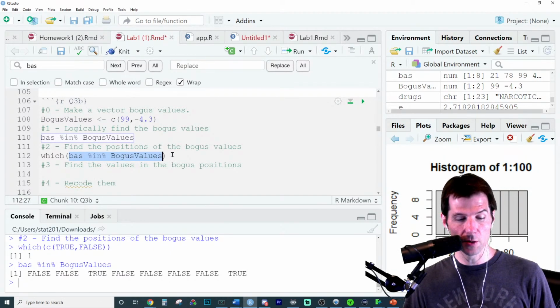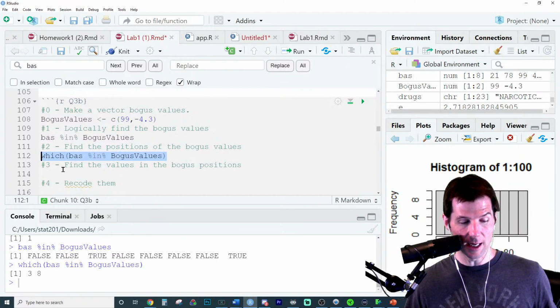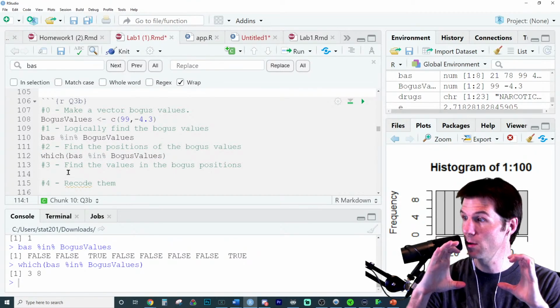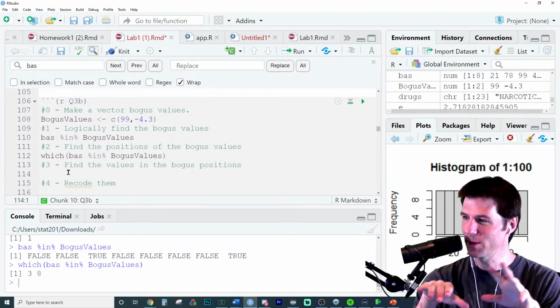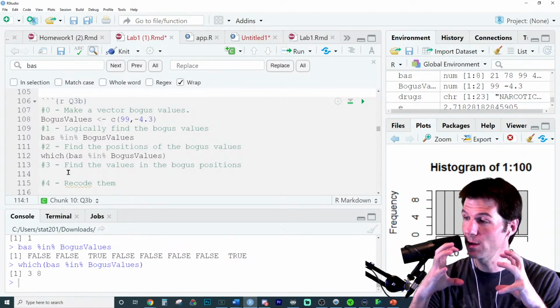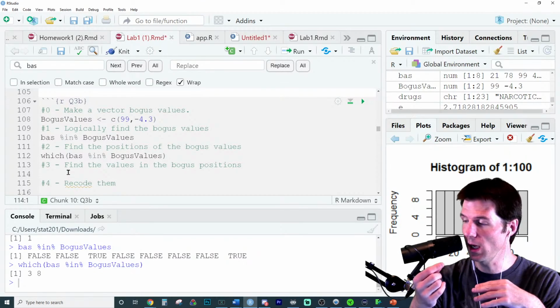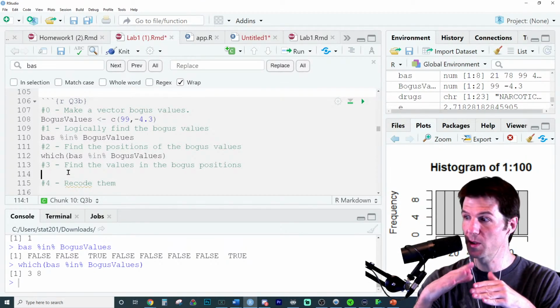So find the values in the bogus positions. Now that we have positions, I need to go to the BAS vector. What do you think I'm going to do to find those values in those positions? We're almost done. It's a little bit of steps right here. Because now we know it's in position 3 and in position 8, so now we need to go to those positions and recode them.